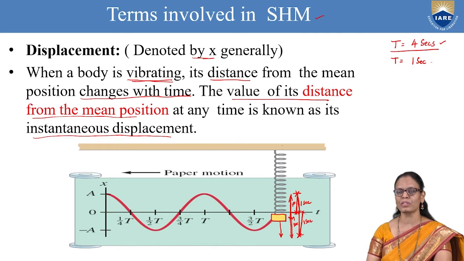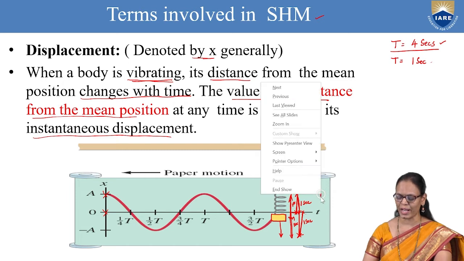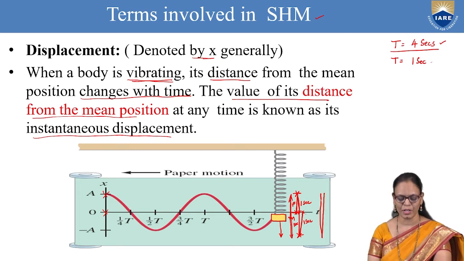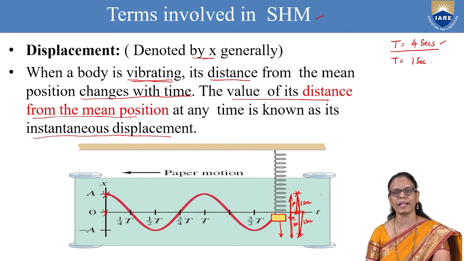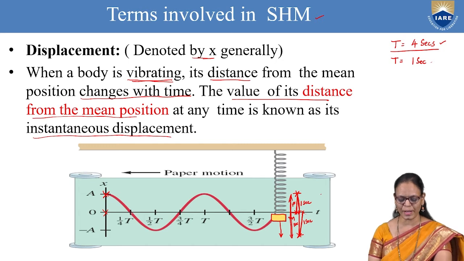When we are talking about the spring which is moving, we can also plot it in the form of a graph. At t equal to 0 seconds, suppose the object starts from the extreme position. I have brought the spring here and I left it. It will come here and again come back. This is one complete oscillation. At t equal to 0 seconds, it is at the extreme position. After T by 4 seconds, it comes to the mean position, and at T by 2 seconds, it will be at the other extreme.